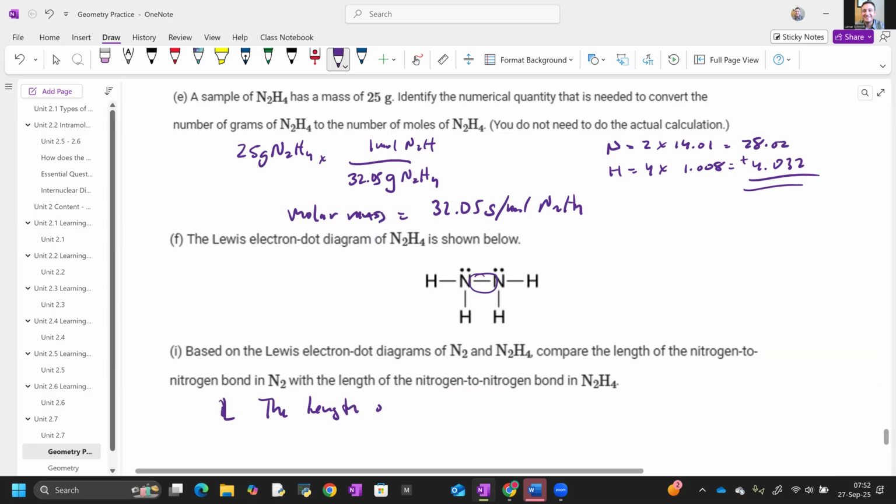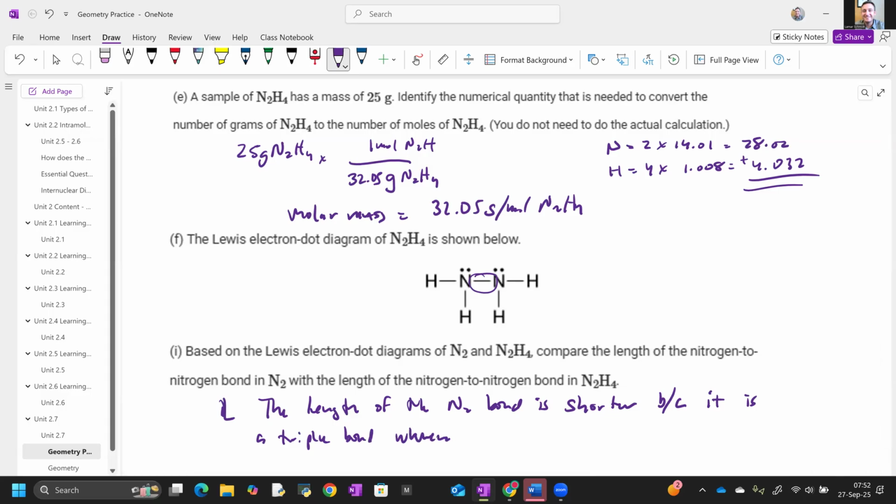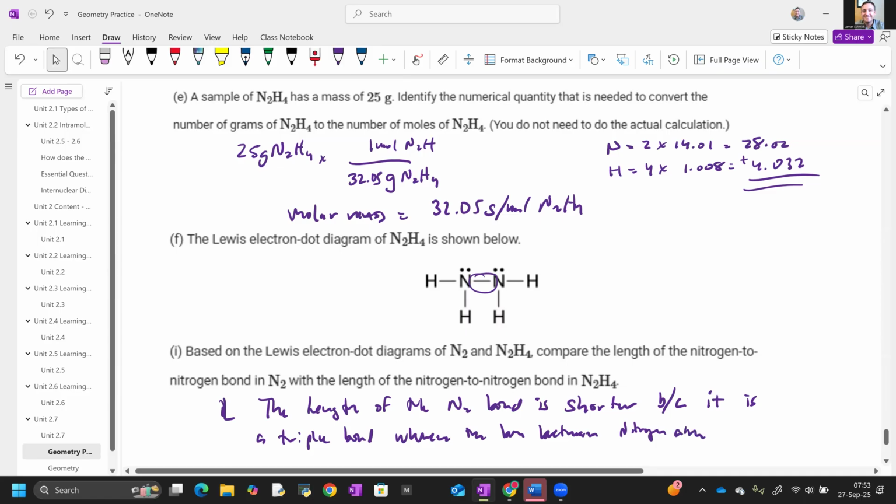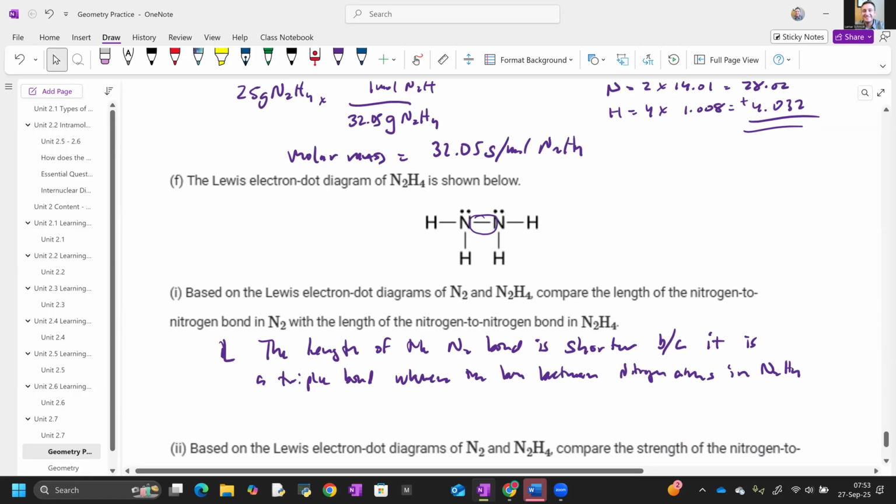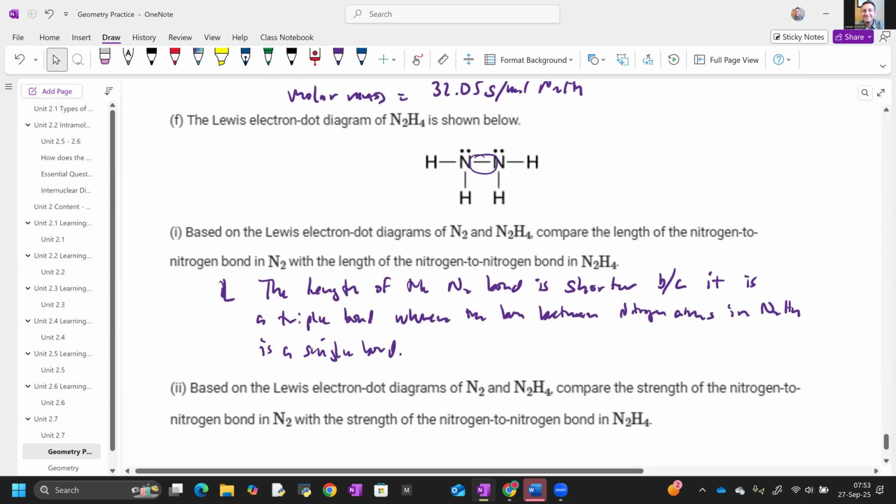length of the N2 bond is shorter. We don't even have to say why, because it doesn't say explain, but we can do it because it is a triple bond, whereas the bond between nitrogen atoms in N2H4 is a single bond. All right, that would be a perfect answer. But really, stick to answering the question. The length of the N2 bond is shorter. If they say explain, then you have to explain. They didn't say to explain. Don't give too much information. Just say the length of the N2 bond is shorter.